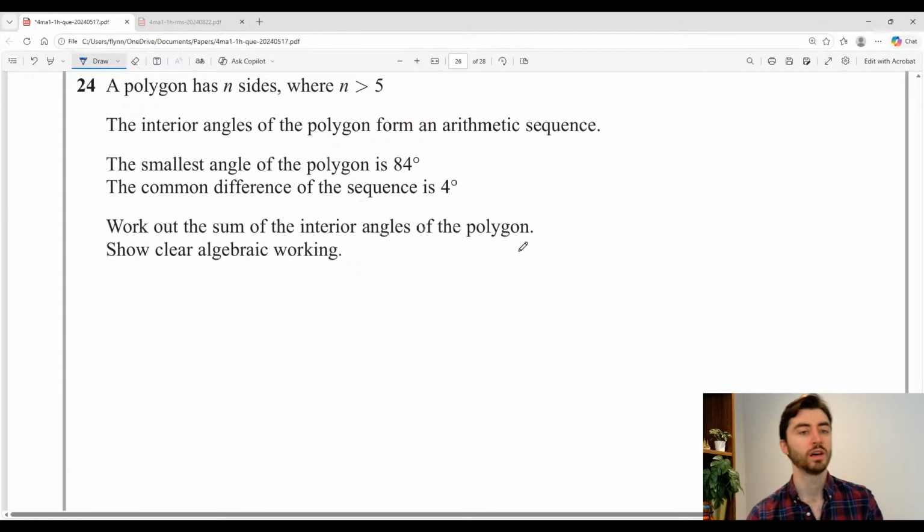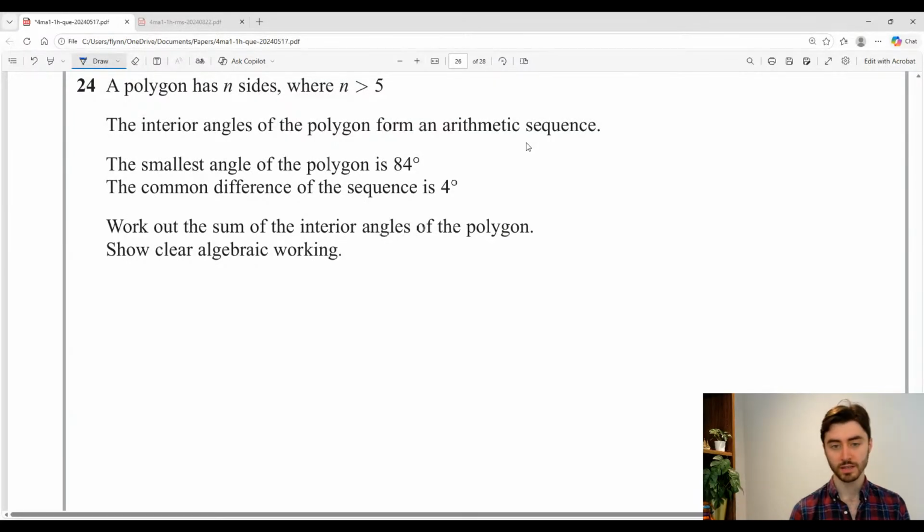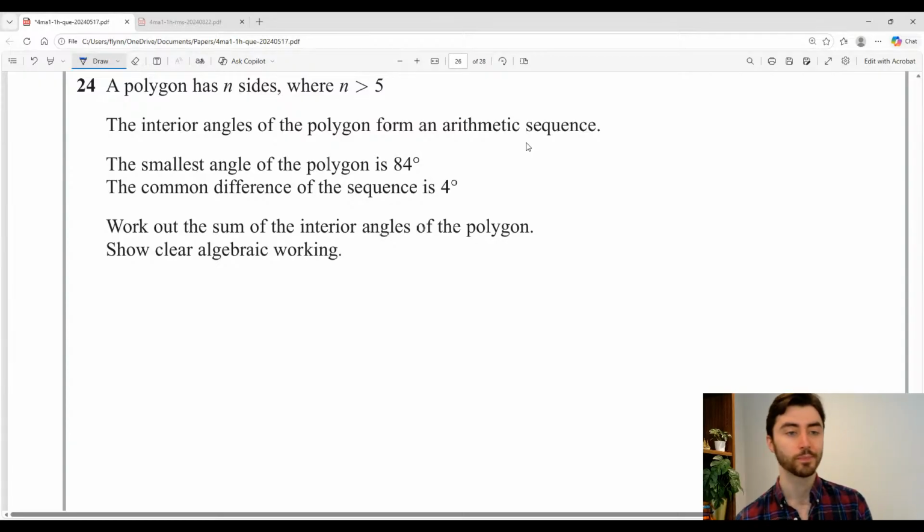24. Oh, I love polygons. Okay. So the interior angles form an arithmetic sequence. You should note, if you are not iGCSE, turn away now. Arithmetic sequences, that is strictly iGCSE. So it has n sides, bigger than 5. Interior angles form an arithmetic sequence.